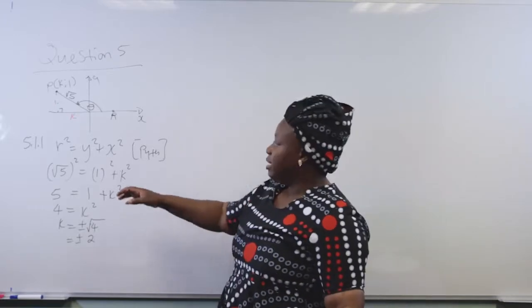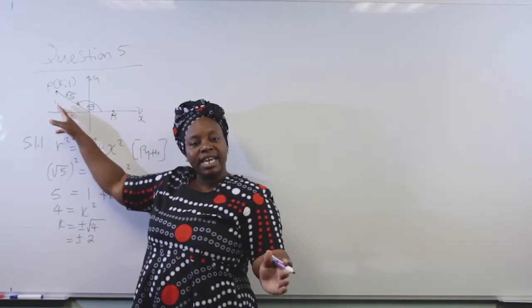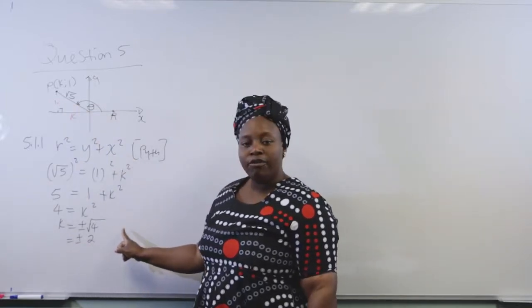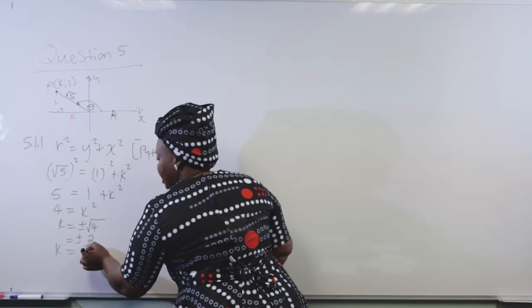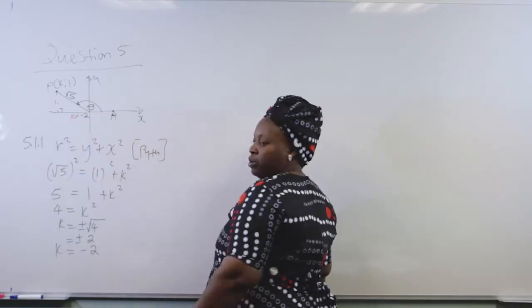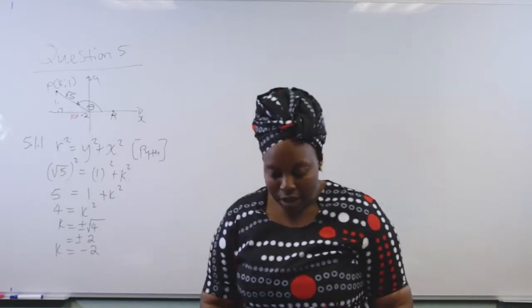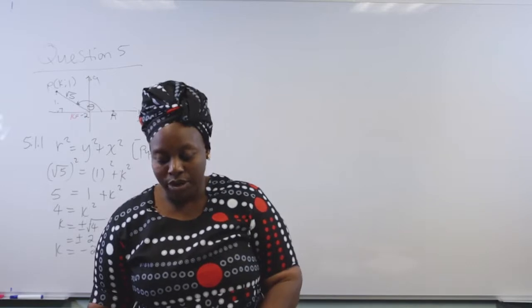Now, look at the Cartesian plane. It's in the second quadrant, whereby X is negative. So we are going to choose the negative one, meaning that K will be equal to negative 2. So we can say this is now negative 2. Okay, we have found the solution for the first question with just the simple Pythagoras theorem.